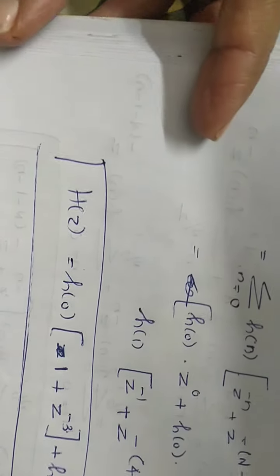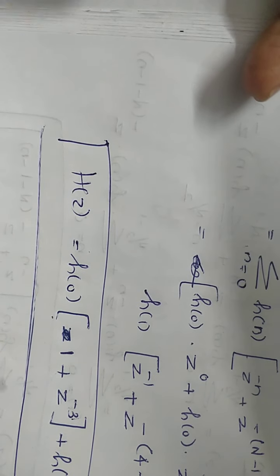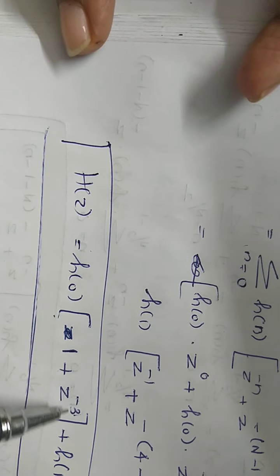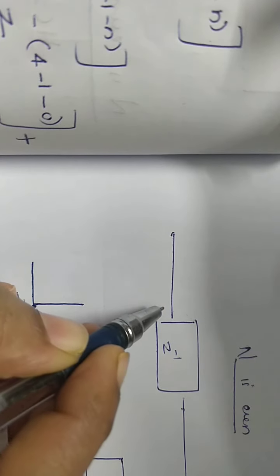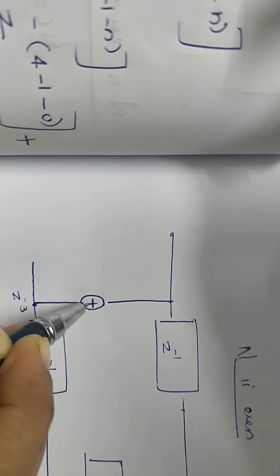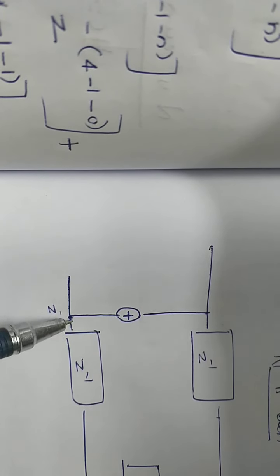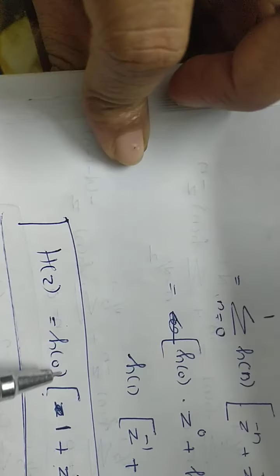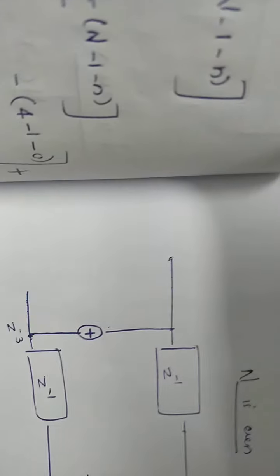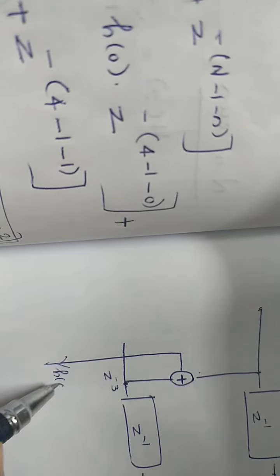In this equation we can see that 1 plus z raised to minus 3 we need. So 1 and z raised to minus 3 are added. So from here we will get z raised to minus 3, which is added with term 1. 1 plus z inverse: we get z inverse from here and 1 from here. 1 plus z inverse is multiplied with h of 0. So I am drawing one multiplier here, which is multiplied with h of 0.